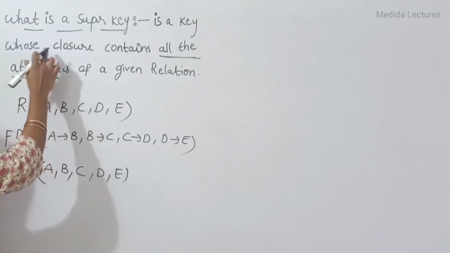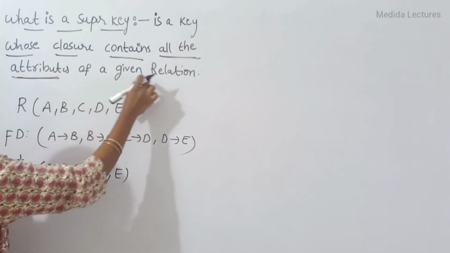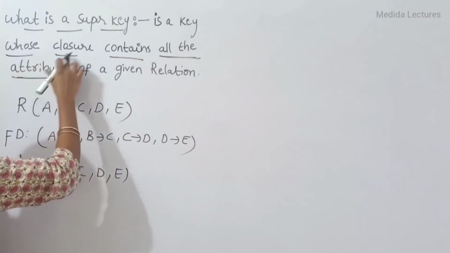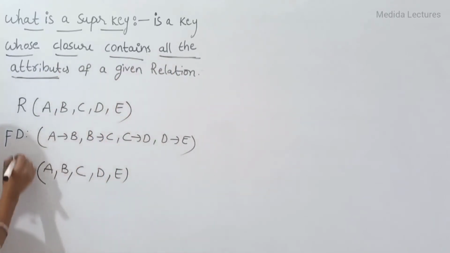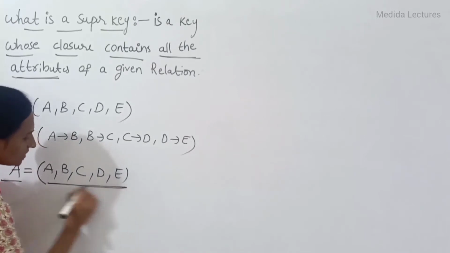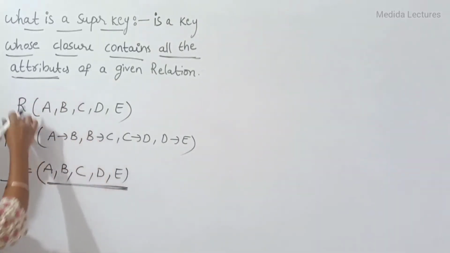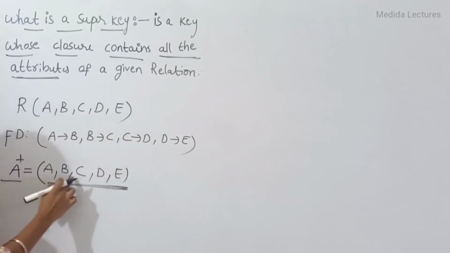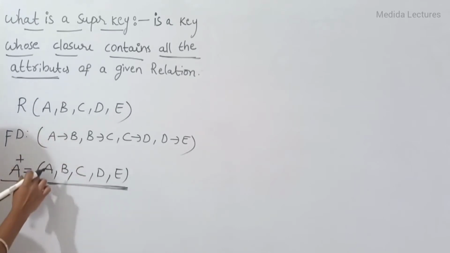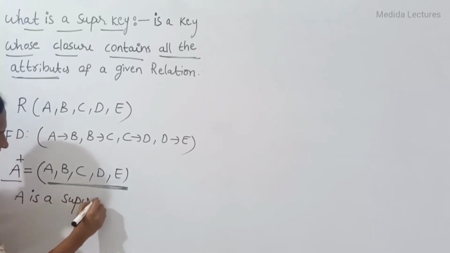So what is the definition of a super key? Whose closure contains all the attributes of a given relation, then it would be a super key. Here A closure consists of all the attributes. What are the attributes of the given relation? A, B, C, D, E. Here A closure is also A, B, C, D, E. So A is a super key.